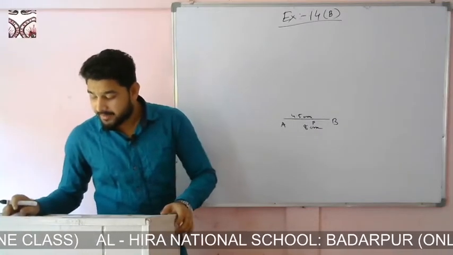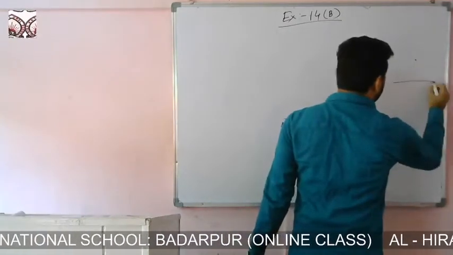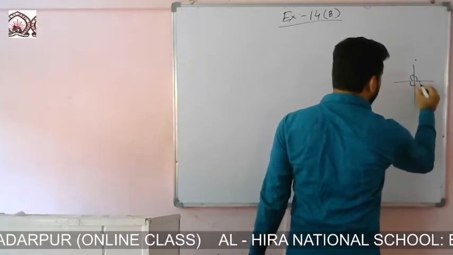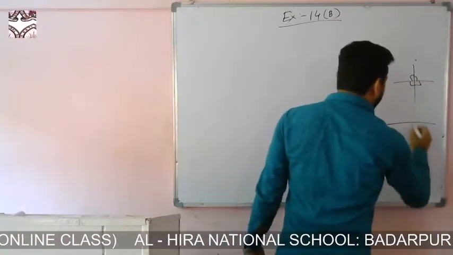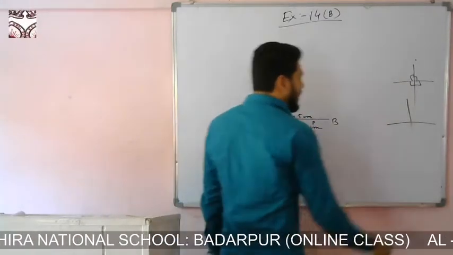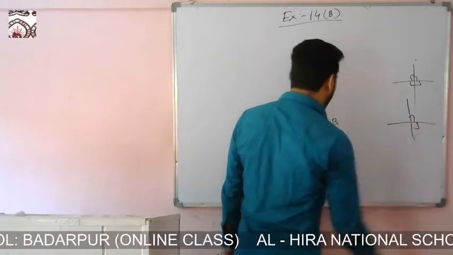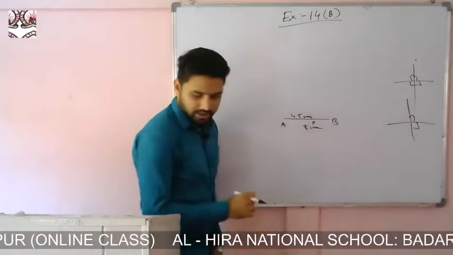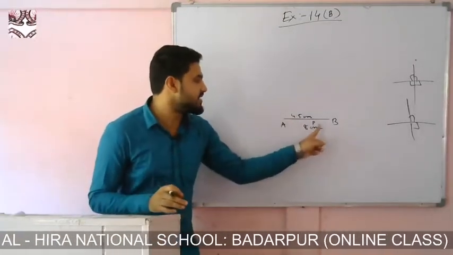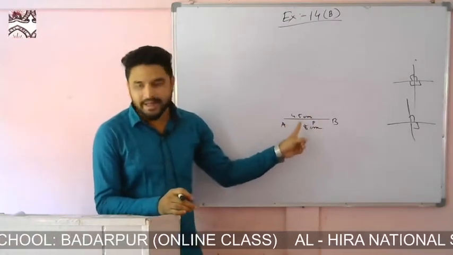Draw a ray perpendicular to AB. Perpendicular means what? Which makes 90 degree, like this. That means this angle 90 degree, this angle 90 degree, this angle 90 degree, this angle 90 degree. So on AB I have to draw a perpendicular. It may be on the upper side, may be on the lower side also, no problem. But I have to draw the perpendicular. So first draw a ray perpendicular to AB at P. That means the perpendicular line should pass through P, isn't it?